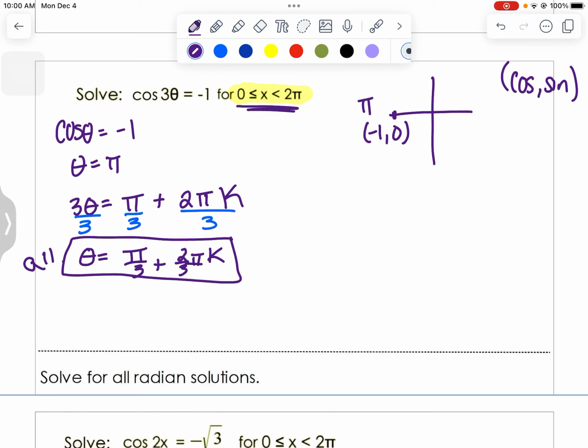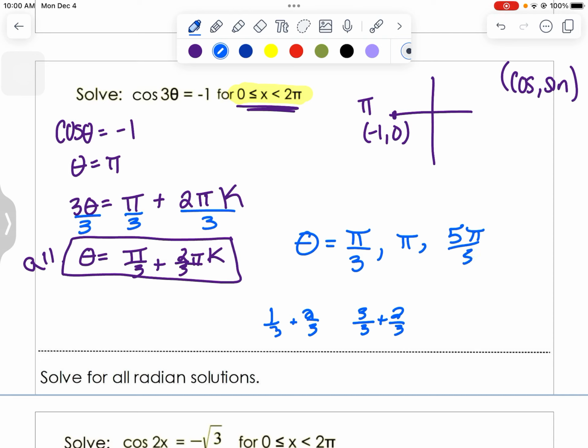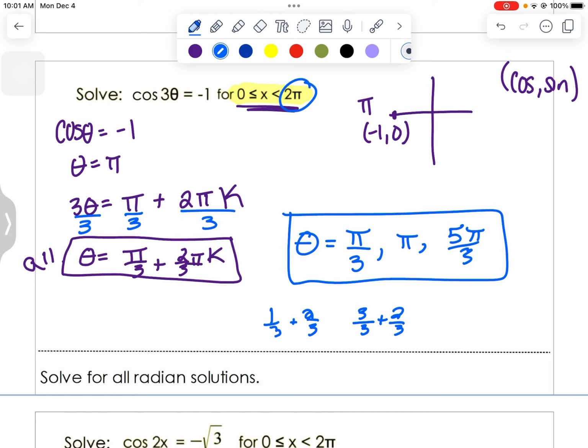And if we wanted the 3 between 0 and 2 pi, our first answer would be pi over 3. And then we're adding 2 pi over 3 every time. So it'd be like thinking about it as 1/3 plus 2/3 is 3/3. So we'd have a pi. And then 3/3 plus 2/3 again would be 5 pi over 3. And then if we added 2/3 one more time, we would be at 7/3, which is over 2 pi. So we're done. So it'd be those 3 answers.